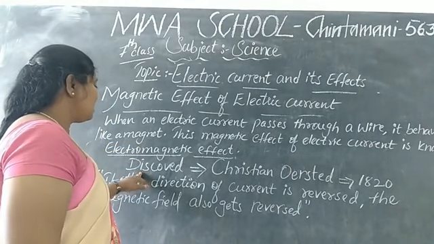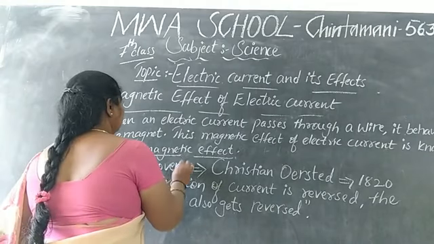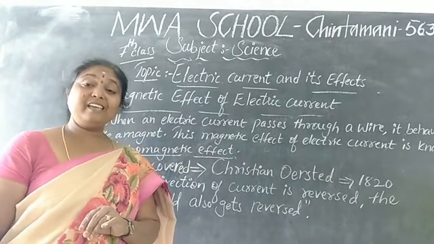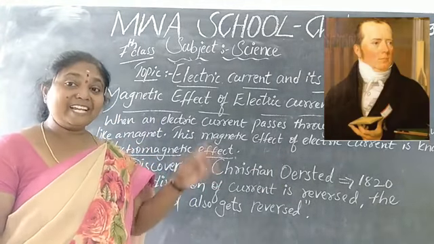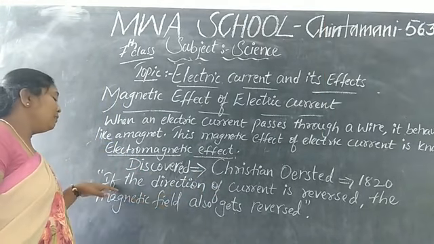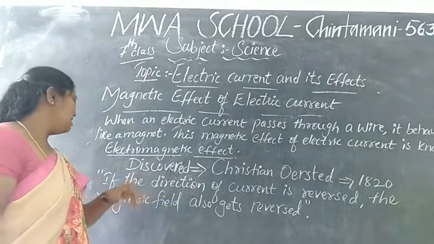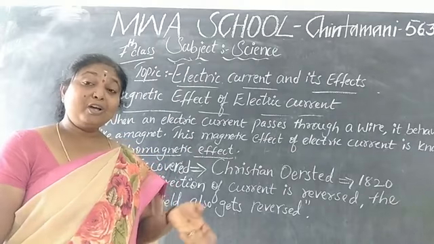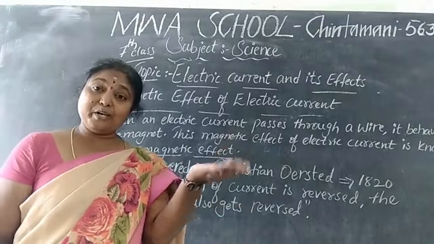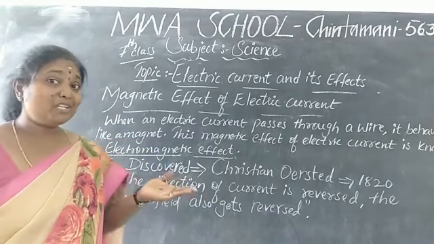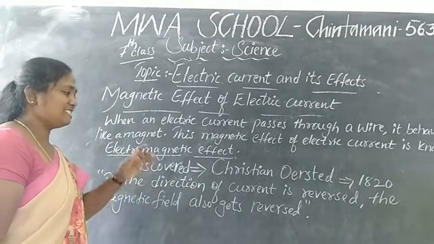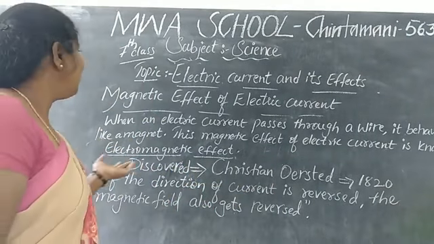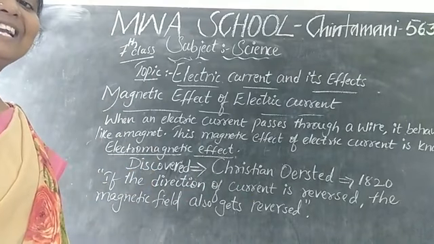This was discovered by Christian Ørsted. Who is he? Christian Ørsted in the year 1820. According to him, if the direction of the current is reversed, the magnetic field also gets reversed. So not only in the straight way, if we reverse it once again, that also is going to reverse. If the direction of the current is reversed, the magnetic field also gets reversed. So, this is the magnetic effect of the electric current.